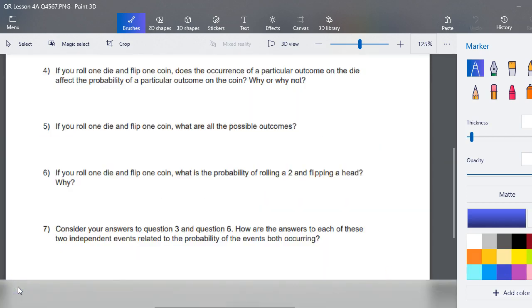Go ahead and hit pause. Take some time to do questions 4 through 7, and then come back and we'll walk through them together.